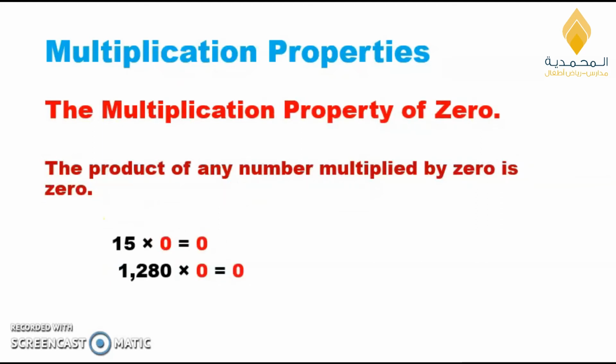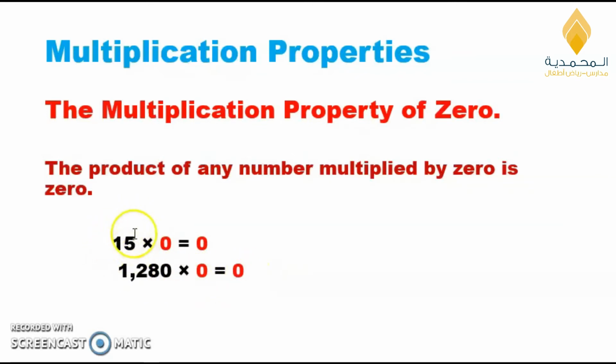The final one, the last one, which is the multiplication property of 0. The product of any number multiplied by 0 is 0. I want to just remind you what the meaning of the product is. The product is the answer of the multiplication. Multiplication means this operation. 15 times 0 equals 0. 1280 times 0 equals 0.